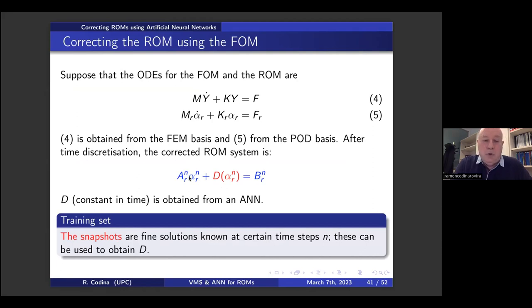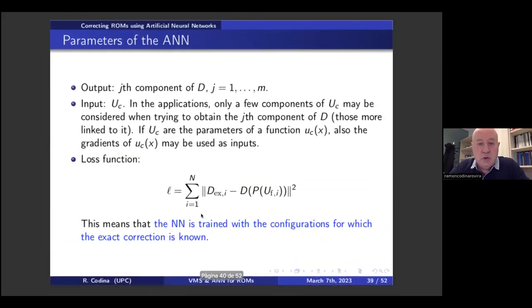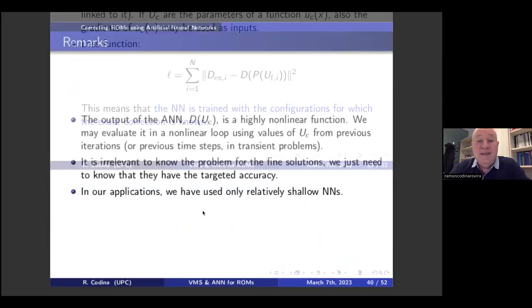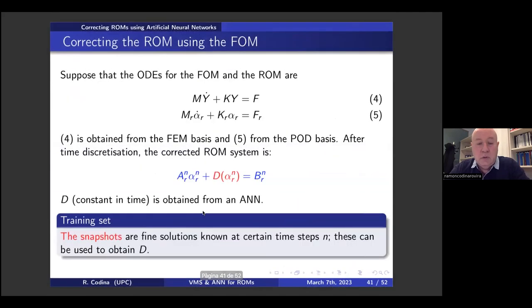What is the key point? The key point is that in the case of reduced order models, the configurations for which we know the exact solution, so this i from 1 to n, are precisely the snapshots that we have used to construct the reduced order model. So in a sense, we are reusing the snapshots in this model. We first used the snapshots to construct the basis of the reduced order model space, and now we are reusing the snapshots to design the correcting term.